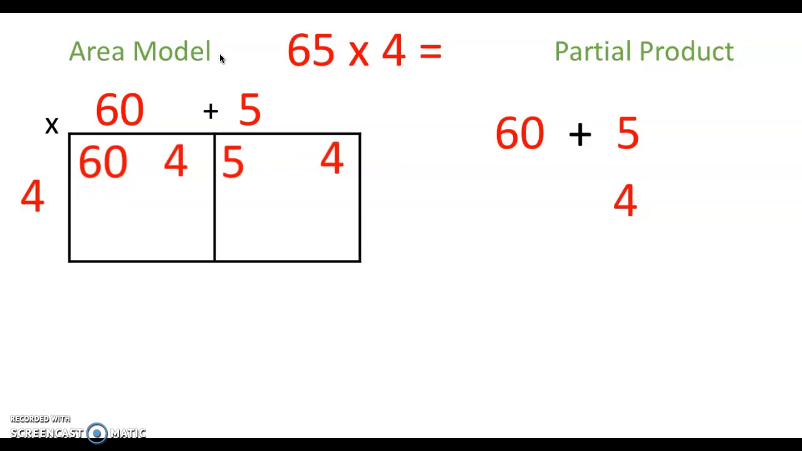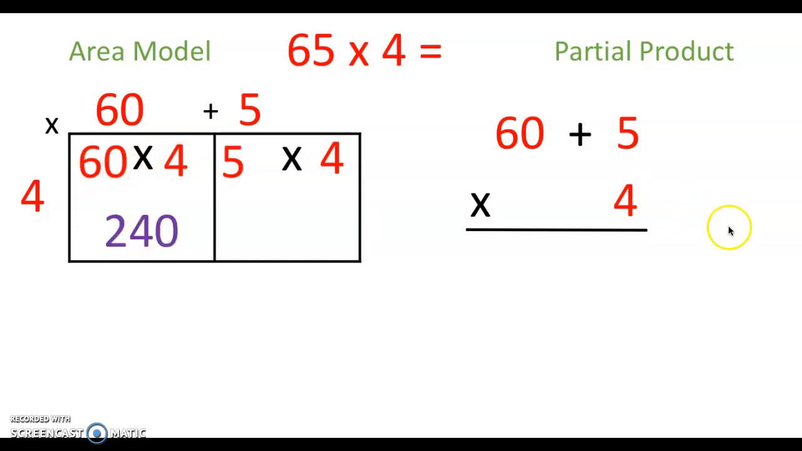And the next step would be to multiply. That's going to be our next step in partial product too. When we multiply in an area model, we start off in this first box. 4 times 6 and then add a 0 onto it gives us 240. We're going to do the same thing in partial product. And I like to actually circle it so I know what I'm doing. I'll take this bottom number and go right on over there and go 6 times 4 is 24 plus a 0 is 240.